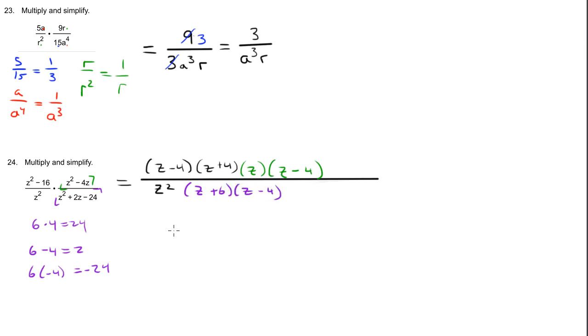All right, let's see what reduces. Z minus 4, z minus 4. One factor of z will reduce, and we'll be left with z plus 4 times z minus 4 divided by z times z plus 6. All right. Great. Next question.